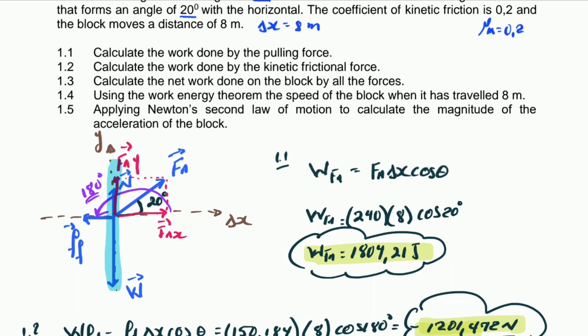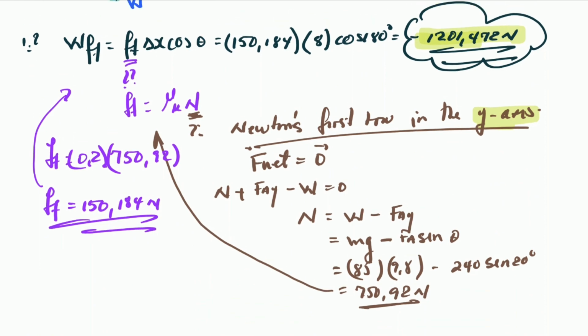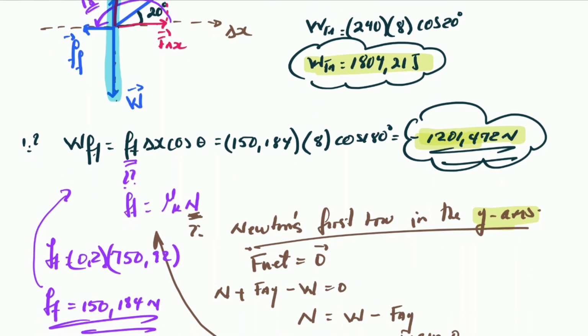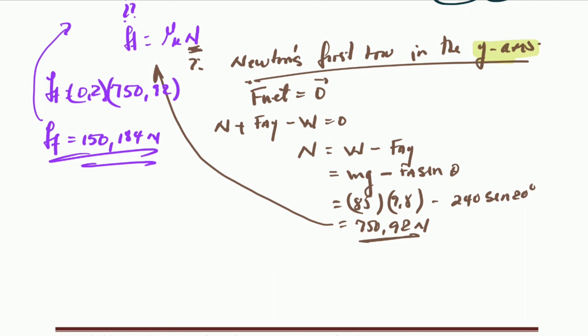Next question. The next question said calculate the net work done on the block by all the forces. Now, for the work done on the block by all the forces, in this case we don't include the components, we include the blue forces, the ones I marked first, which are the actual forces. Remember, the components are not forces, that is the breaking up of a force.